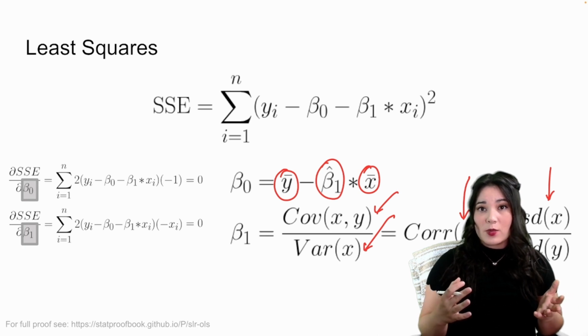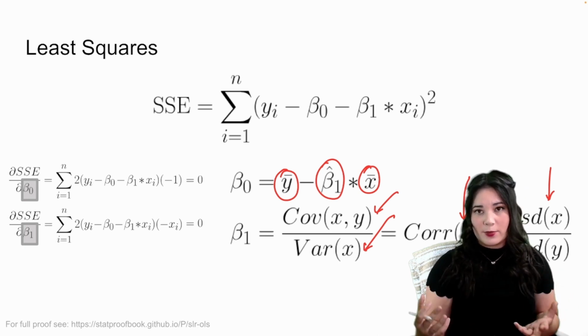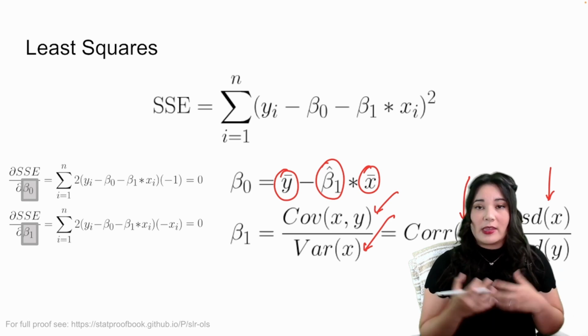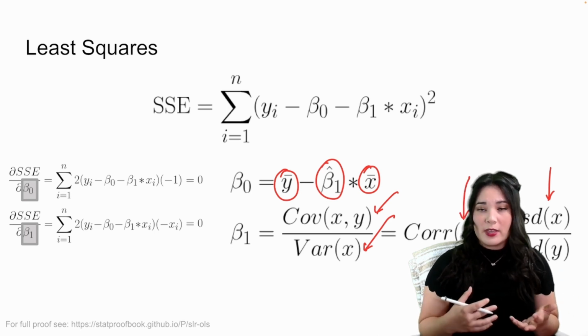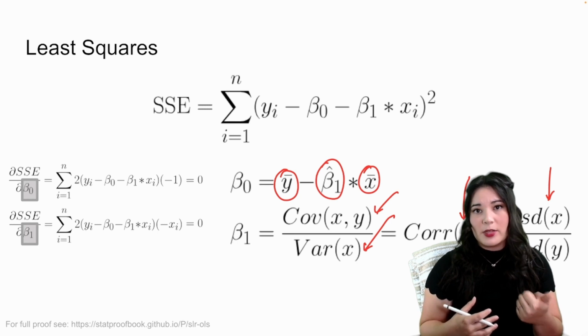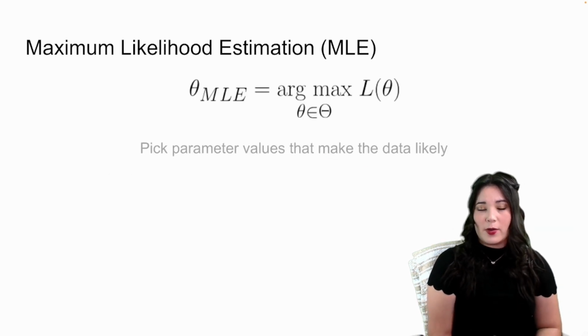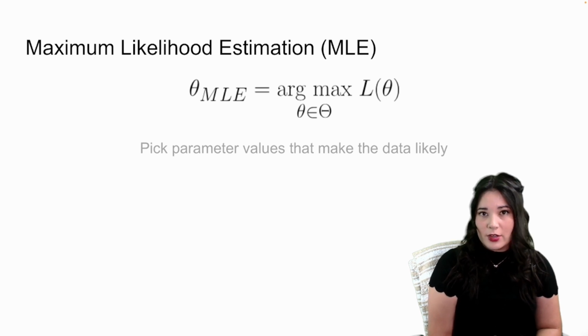So that's least squares. We can take our sum of squared errors, which we'd like to minimize, take the partial derivatives, set them equal to 0, and solve, giving us the values for our intercept and our coefficient. Another more flexible way that we can find the values of our parameters is with maximum likelihood estimation.